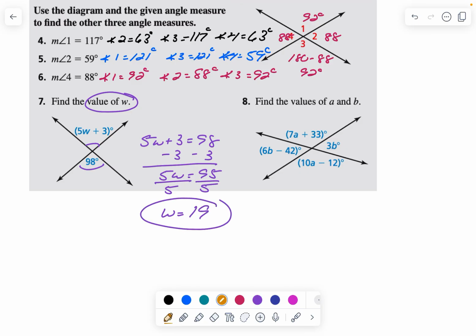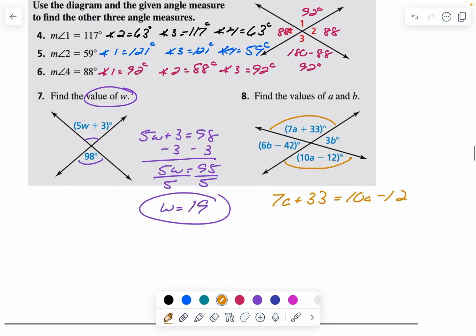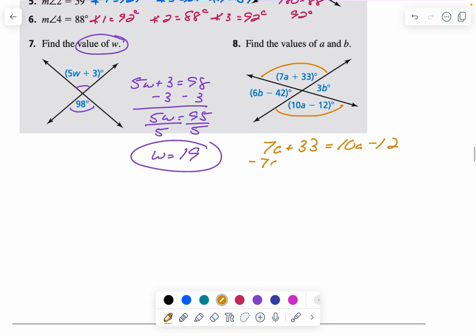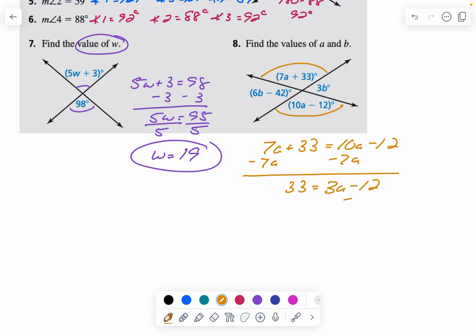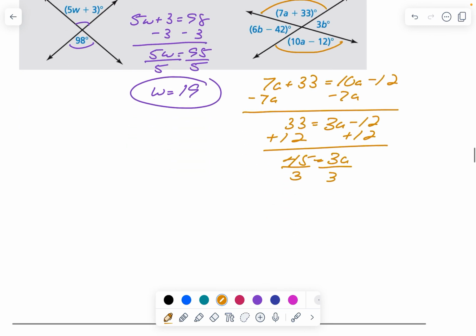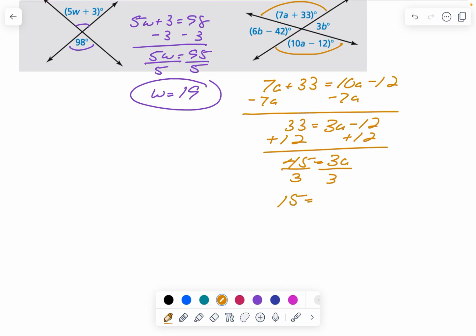Over here, we have two things to solve. This first one, these are vertical. So 7a plus 33 equals 10a minus 12. So we'll start by subtracting 7a from both sides. 33 equals 3a minus 12, plus 12, plus 12. 45 equals 3a. Divide both sides by 3. 15 equals a. So there's a.